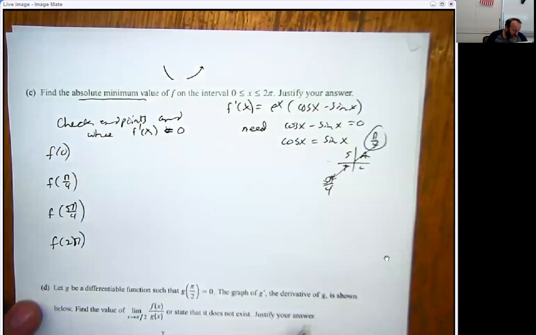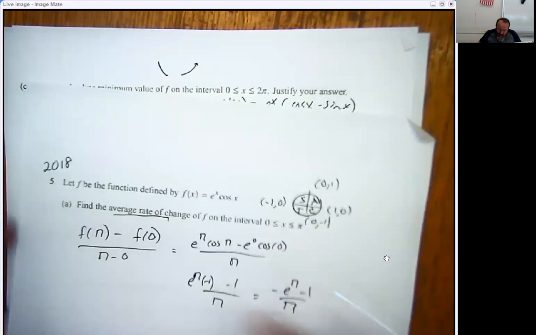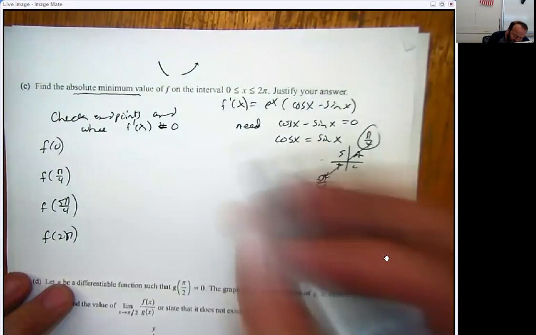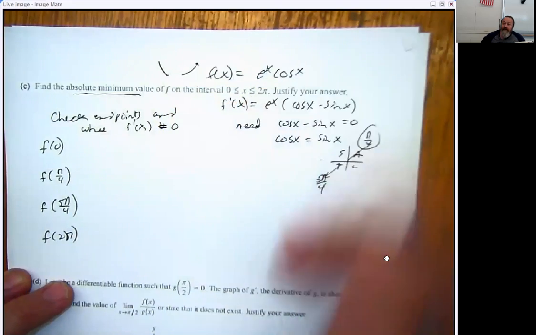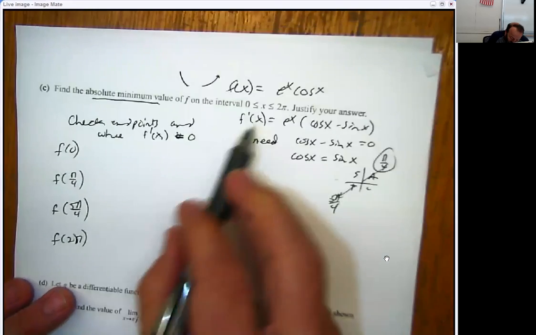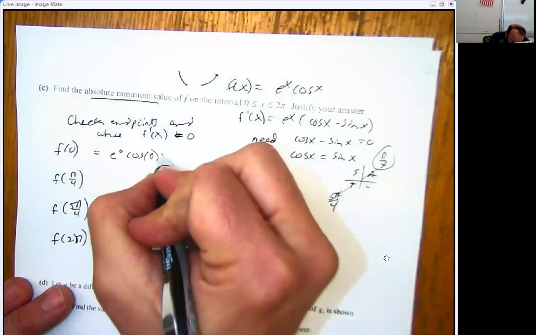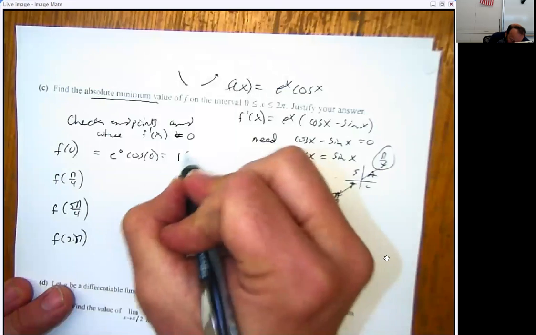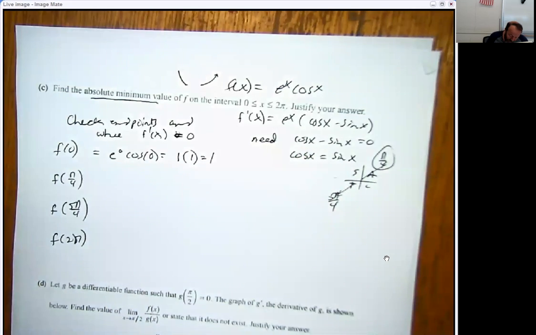So f of 0, of course, now keep in mind that our function was e to the x cosine of x. Let's see, what was that original function? That was e to the x cosine of x. I'm going to write that up here. F of x is e to the x cosine of x. So f of 0 would be e to the 0 cosine 0. E to the 0 is 1. The cosine of 0 is also 1. So it looks like I got 1.